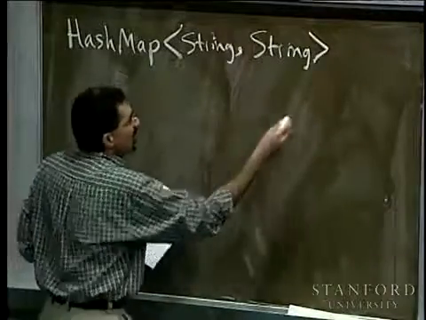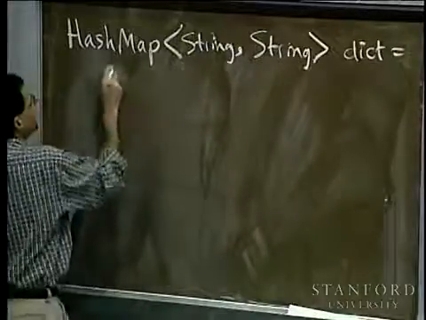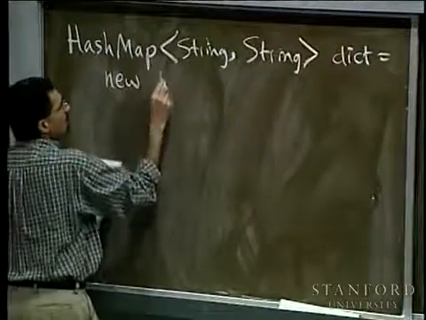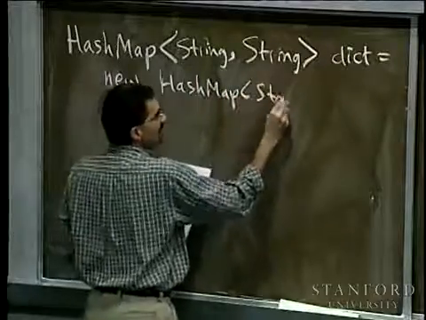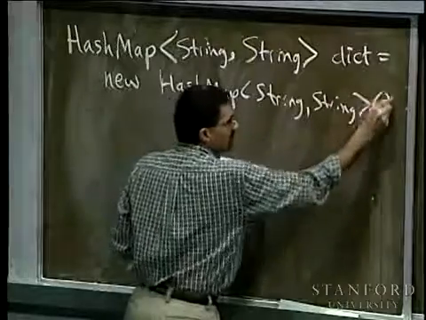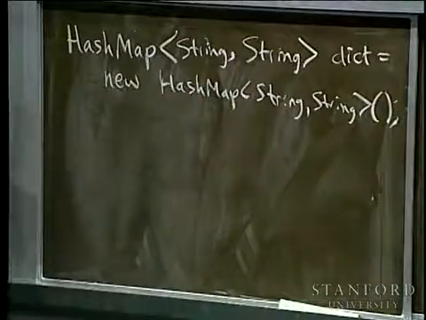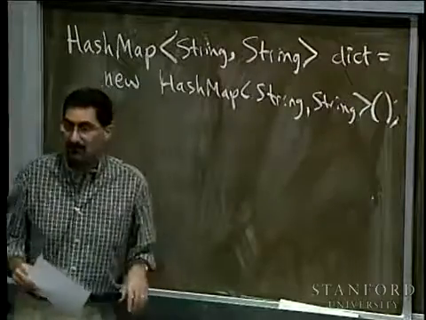We need to give it some name, so we might call this dict for dictionary. And then we're going to create one by saying new hash map. And this is where the syntax gets a little bit bulky, but you just have to stick with it. String, string. And we're calling a constructor, so again, we have the open paren, close paren. Okay, and that will create for you a hash map that maps from strings to strings.